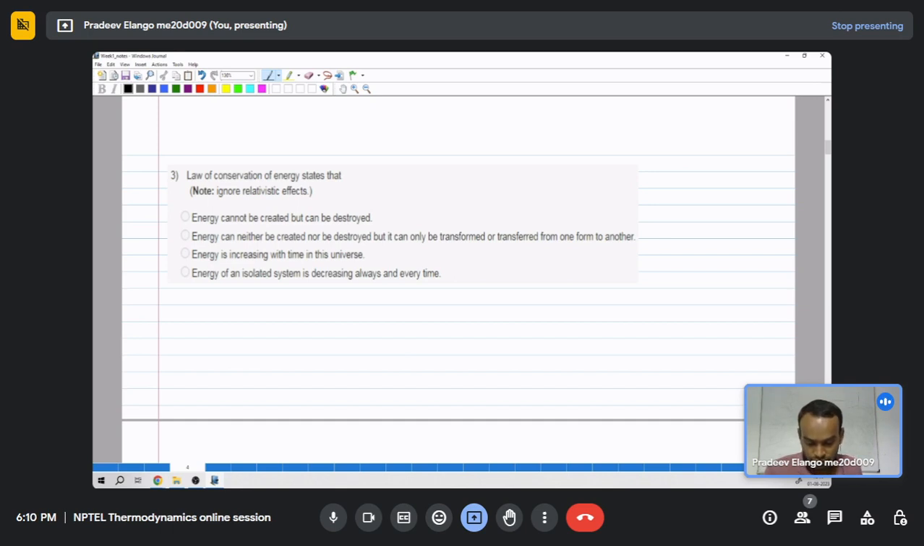Law of conservation of energy states that energy can neither be created nor be destroyed, but it can only be transferred from one form to another. So this is option 2.